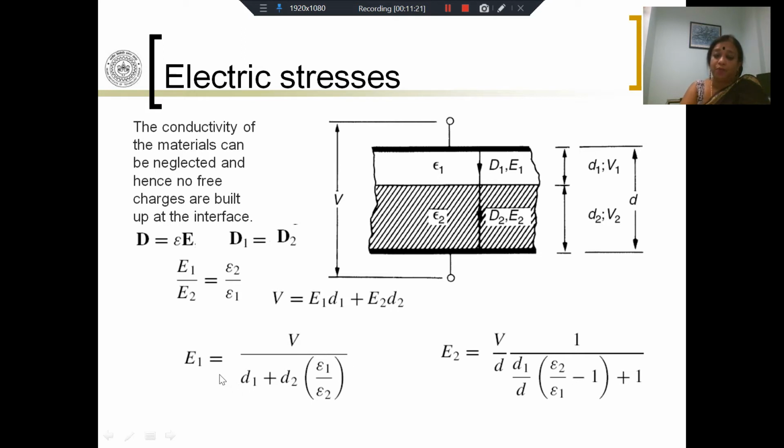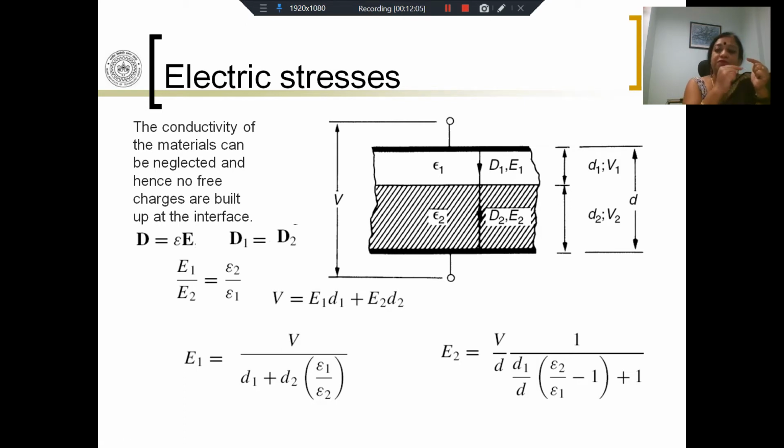And now I have the modified electric field in the material epsilon 1 as V divided by (D1 plus D2) into (epsilon 1 by epsilon 2). Epsilon 1 is smaller than epsilon 2. We have assumed we are replacing this region with the gap dielectric with a material of higher permittivity, which means epsilon 1 by epsilon 2 is a fraction less than 1, which means the denominator is reduced now. D1 plus D2 into a fraction is less than D1 plus D2, which means that this denominator now represents what is called the effective gap distance.